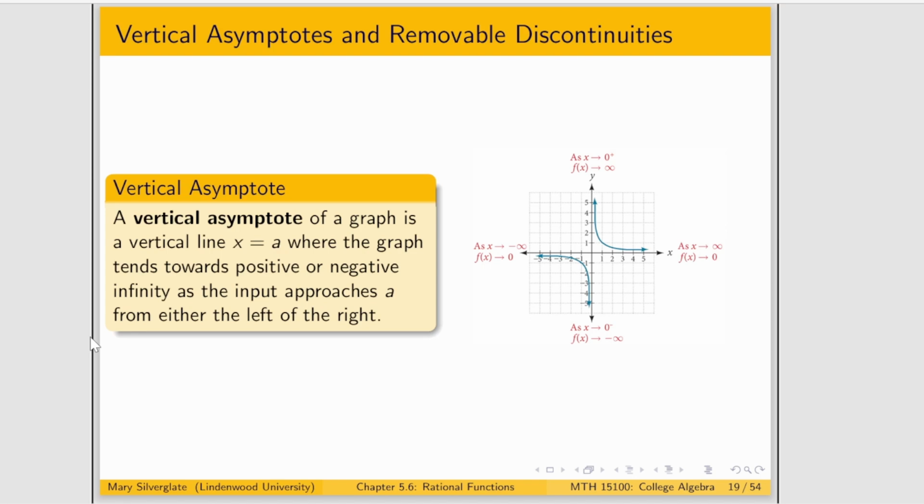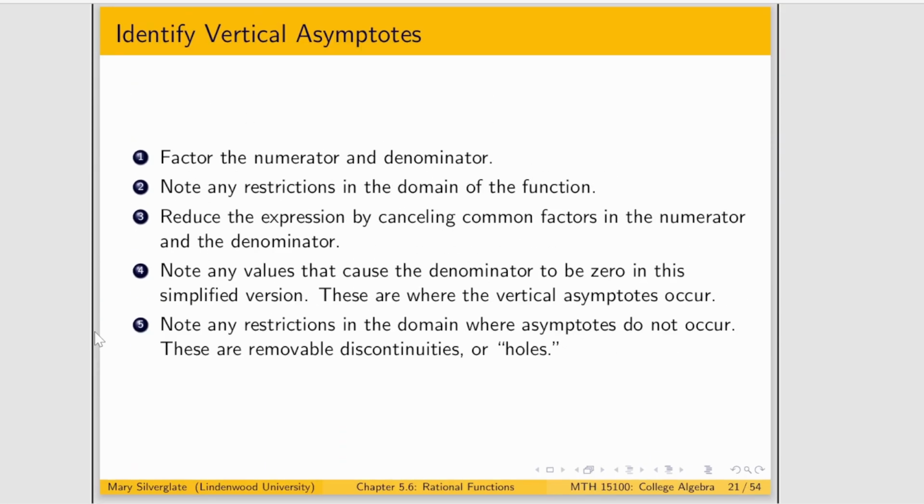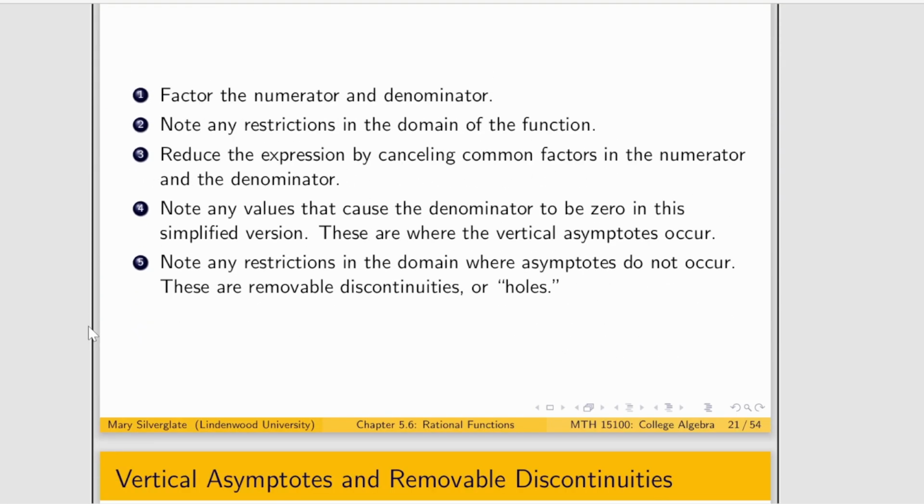So a vertical asymptote, as we've touched on before, is the straight up and down vertical line where the graph's approaching but not touching in both directions. So here, that vertical asymptote, for example, would be at x equals 0. In order to identify vertical asymptotes, they're always going to come from restrictions in the domain, but they'll only be the restrictions in the domain that don't cancel out.